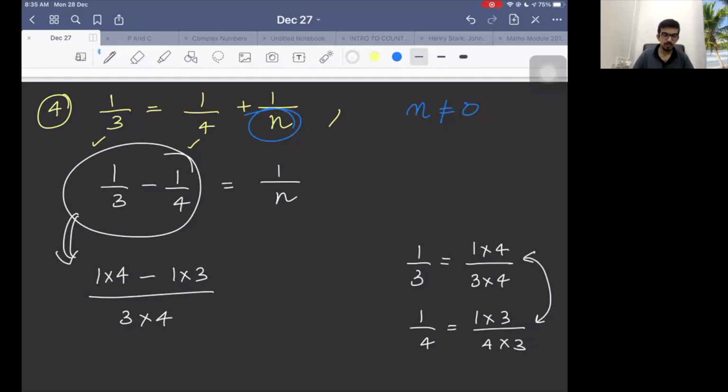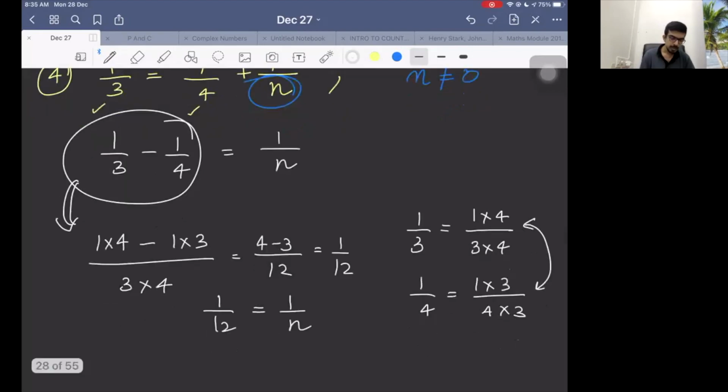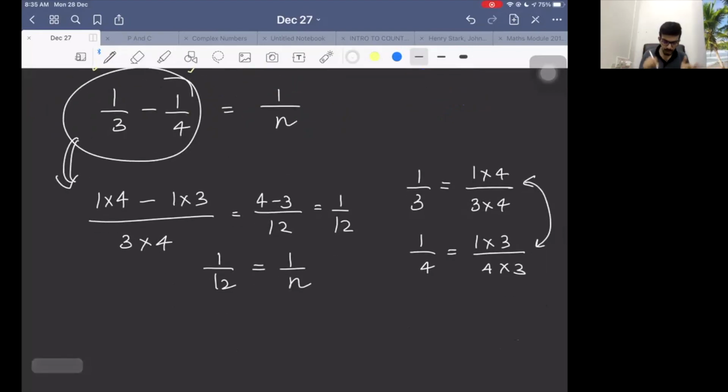Tell me, this is fine. Yes. So this is going to be 4 minus 3 divided by 12. So 4 minus 3 divided by 12 is going to be 1 by 12. And your 1 by 12 was 1 by n. Now you can either cross multiply or just by inspection, just looking at the thing, you can say that n is equal to 12. In this case, you don't have to cross multiply. Is this okay? Cool?